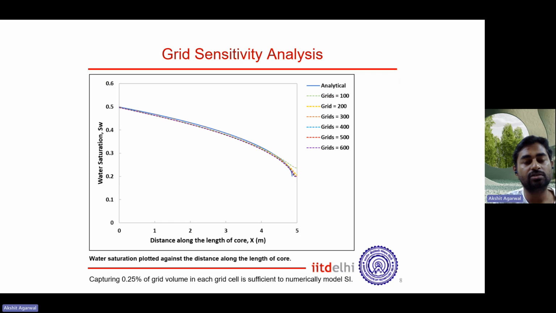Before verifying our results, we performed the grid sensitivity analysis for different grid sizes ranging from 100 to 600, and we found that we have a good match at a grid size of 400 and need not increase the grid size further. In other words, each grid cell capturing a grid volume of about 0.25% can be sufficient to numerically model the spontaneous imbibition process.